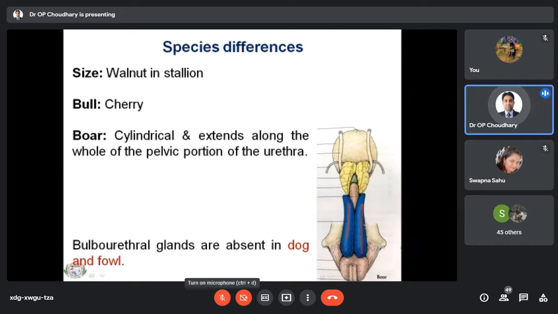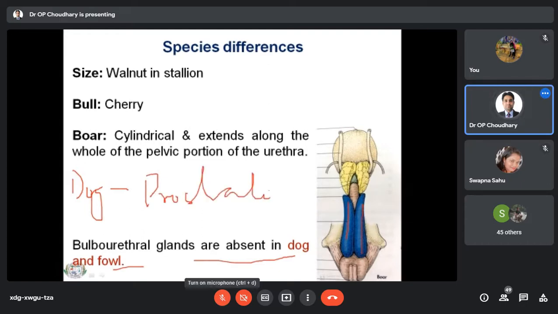And the important thing, very, very important, the bulbourethral glands are absent in dog and fowl. Okay, means in case of the dog, only the prostate gland is present. This is very, very important. In case of the dog, there is presence of only prostate gland, and in case of the fowl and birds, there is complete absence of the accessory sex glands. This is very, very important.